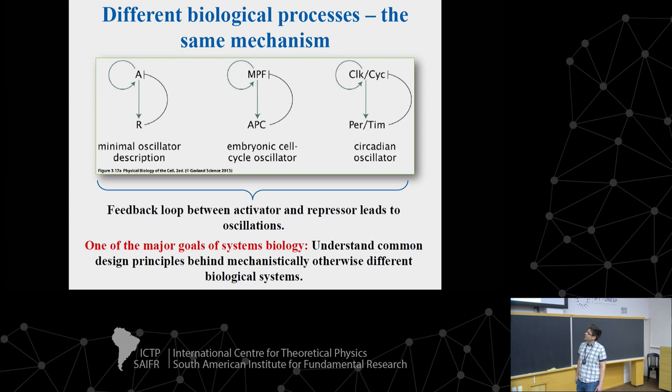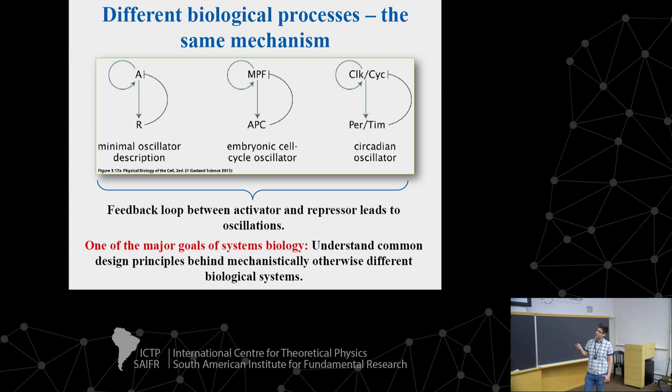So if we summarize it, we have one simple conceptual model: an activator, which is activating the repressor, and a repressor, which is repressing the activator. And then we have seen two mechanistically very different implementations of this type of control. One is circadian rhythms.